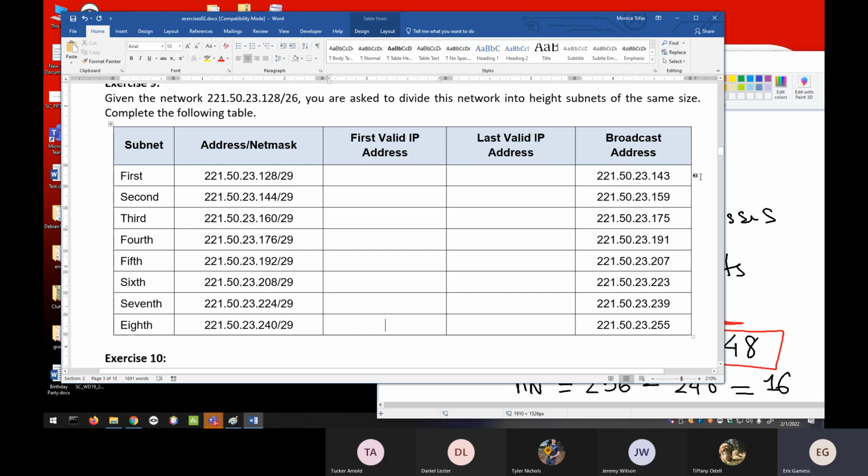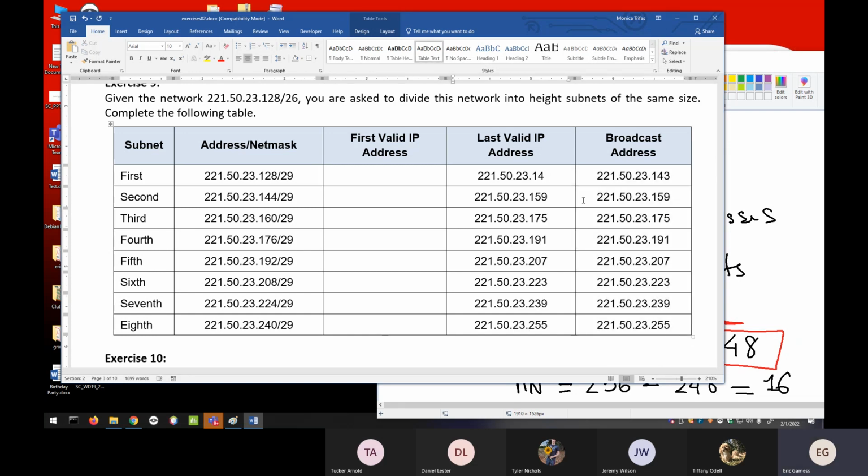So let me just copy all this column and just modify. So here, one IP address before 143 is 142. One IP address before 159 is 158. Here it will be 174, 190, 206, 222, 238, 254.